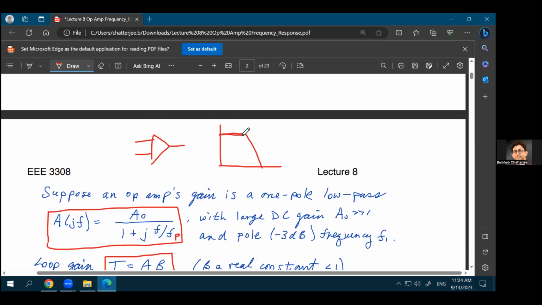So it's constant up to the pole frequency, and then it drops by 20 dB per decade, minus 20 dB per decade. So this frequency is FP, if your x-axis is frequency. And this value is A naught. The highest value that you have is A naught, right? So that was for the op-amp in an open loop configuration.